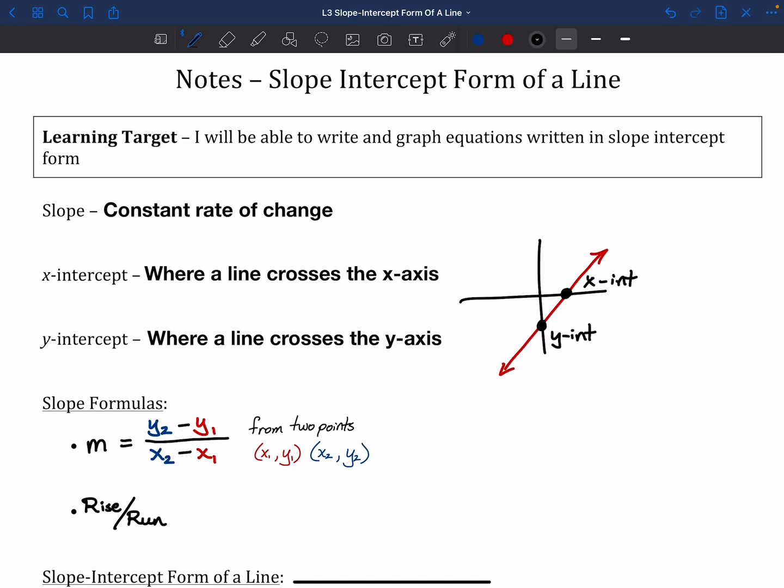So today we're going to talk about the slope-intercept form of a line, right? So this is another form of a linear equation that we're going to be working with this trimester. So first things first, we've already learned about a couple of different things so far.